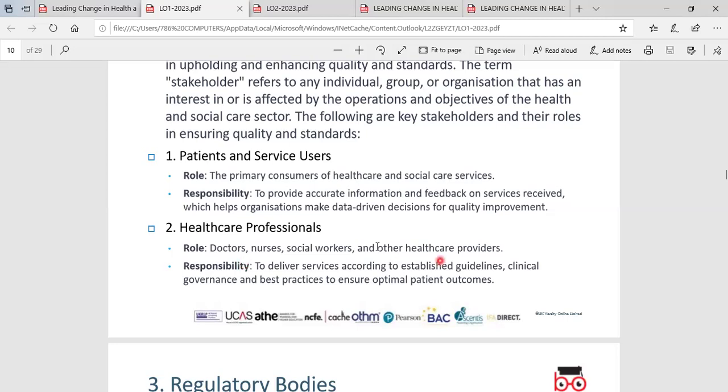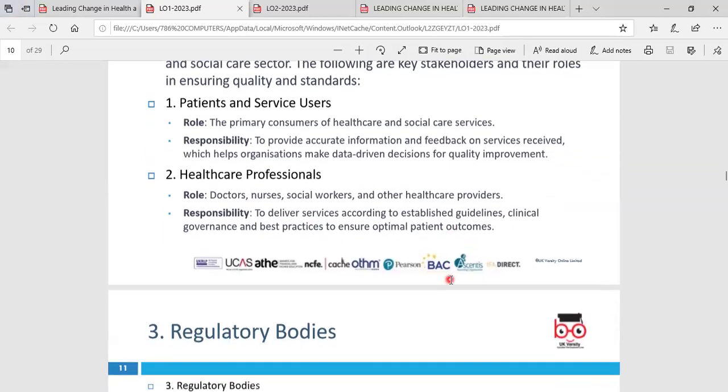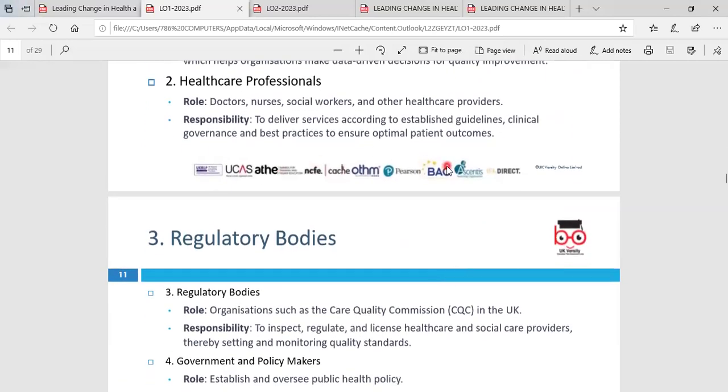Healthcare professionals, so there are different healthcare professionals that we have. Their responsibility is to deliver services. And this is, again, according to the guidelines, clinical governance, and best practices.